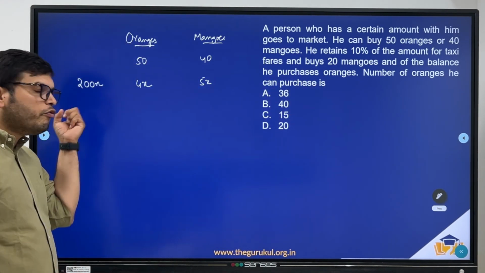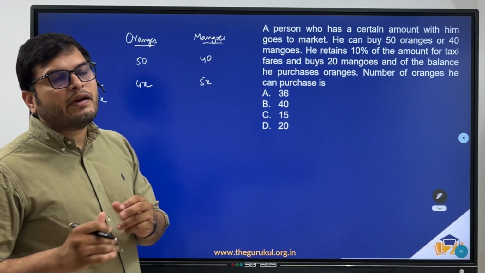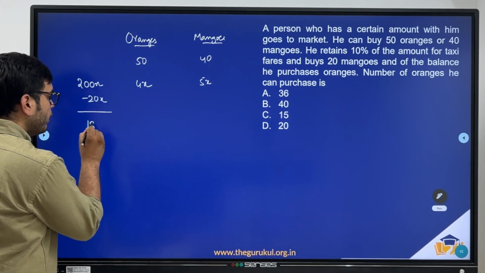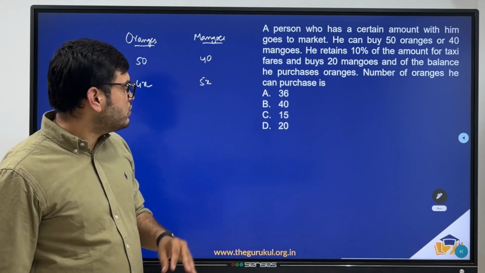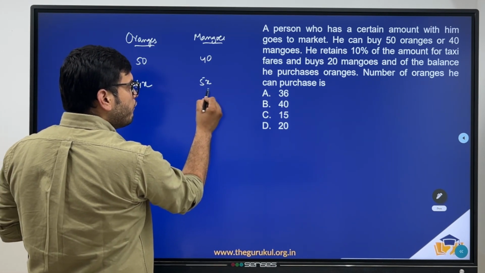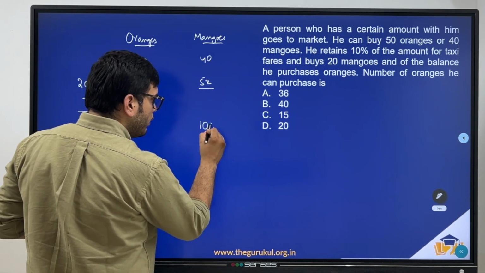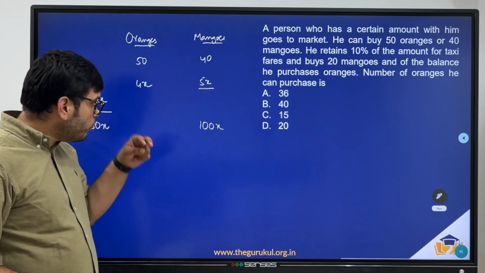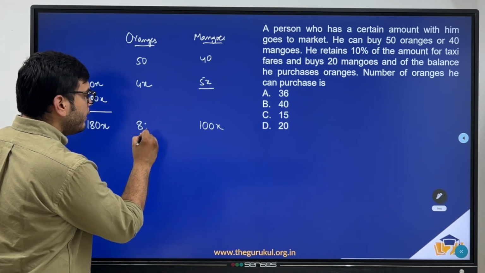Then he retains 10% of the amount for taxi fares. What is 10% of 200x? 20x. So he kept aside 20x rupees for taxi. So he would be left with 180x, with which he wants to buy some mangoes and oranges. He buys 20 mangoes. If the cost of one mango is 5x, the cost of 20 mangoes would be 100x. So with this 180x rupees, he purchased 100x worth mangoes, and he's left with 80x rupees.